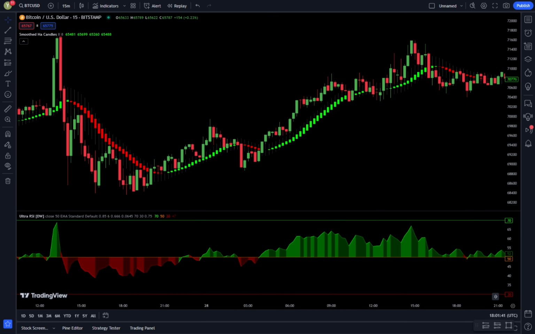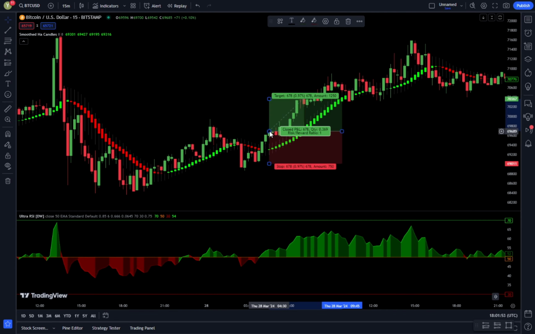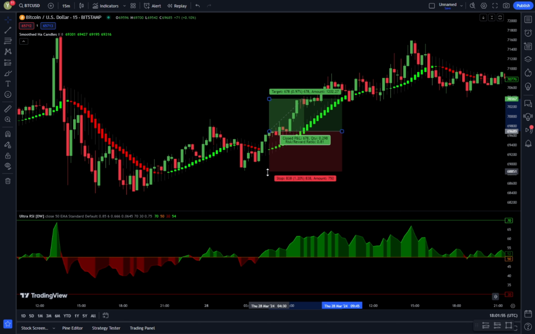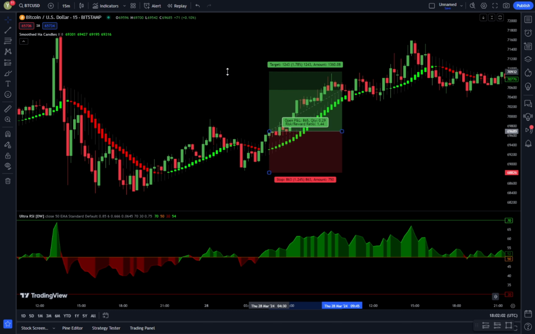To place a buy order, ensure the Ultra RSI cloud is above the level of 50 or green, indicating a bullish trend. Wait for the Smooth Heiken Ashi candles to turn green and confirm with a bullish candlestick. Then, place your buy order and set the stop loss at the most recent swing low. For the take profit, use a risk and reward ratio of 1 to 1.5.